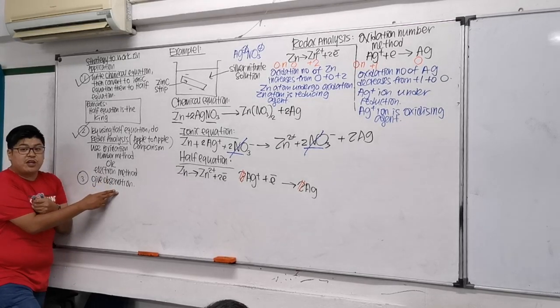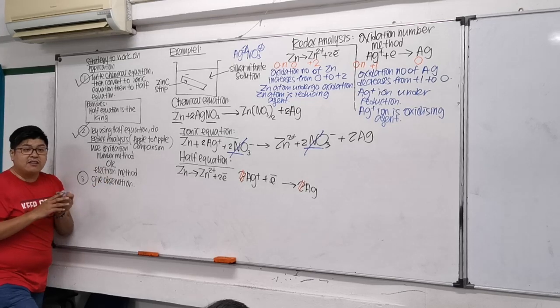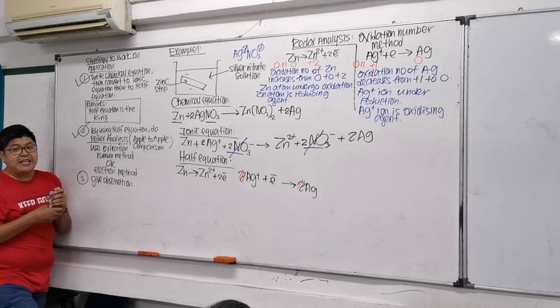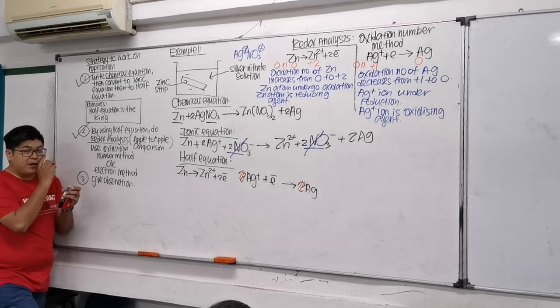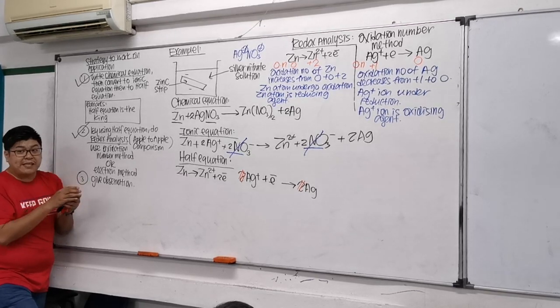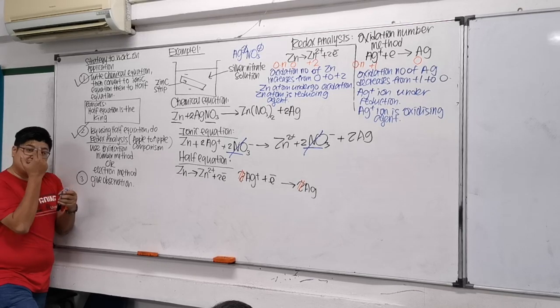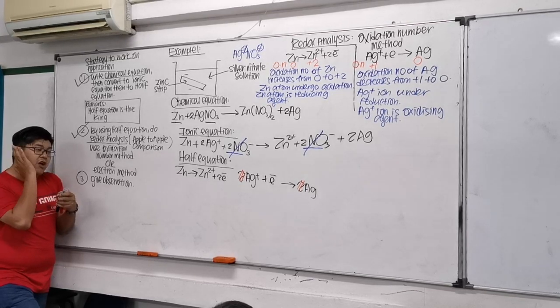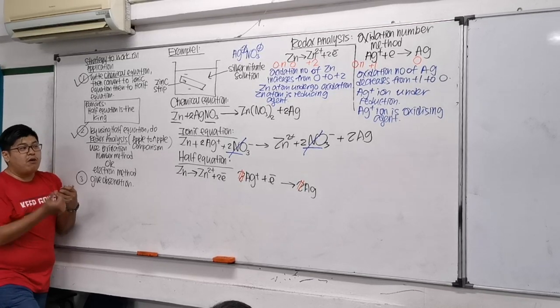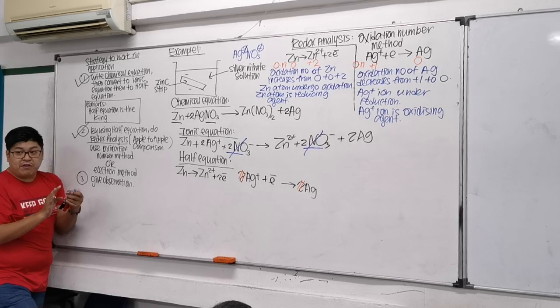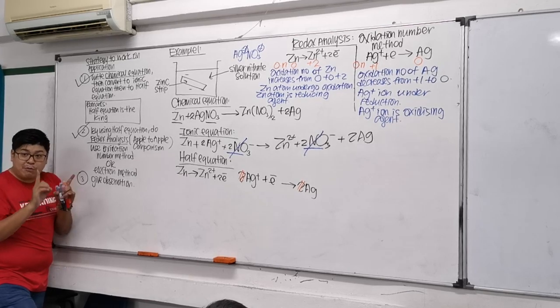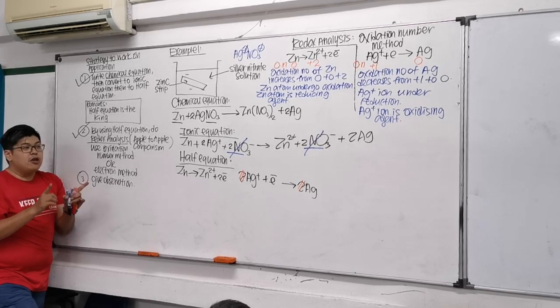Guys, what is observation? Technically, observation should be anything related to your 5 senses, which is anything you could see, anything you could hear, anything you could smell, anything you could taste, anything you could touch or feel. That is called observation. But in chemistry, let's be realistic.